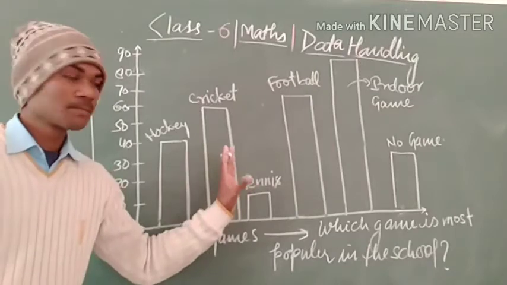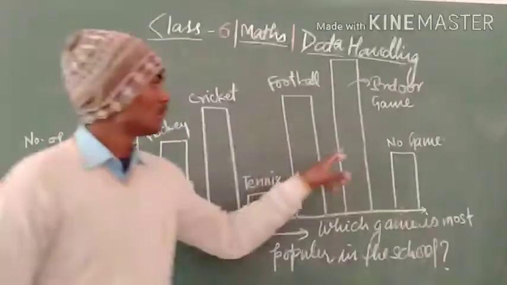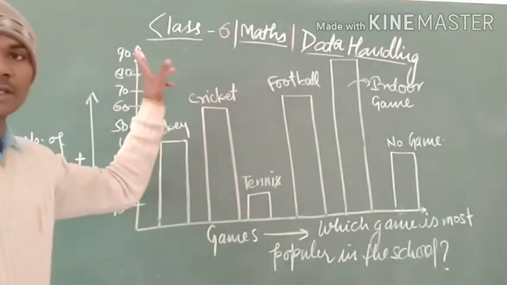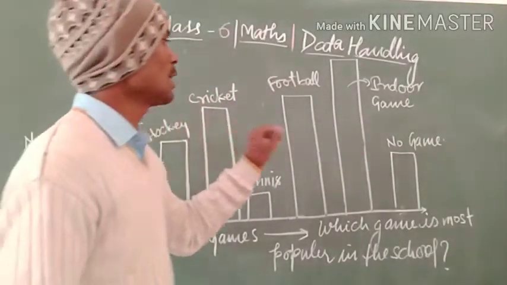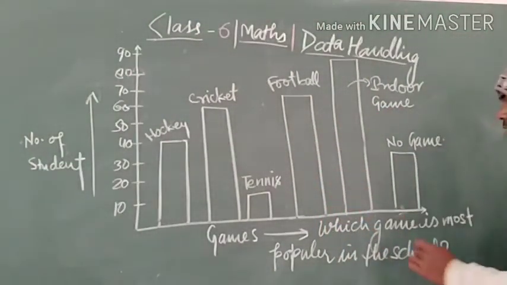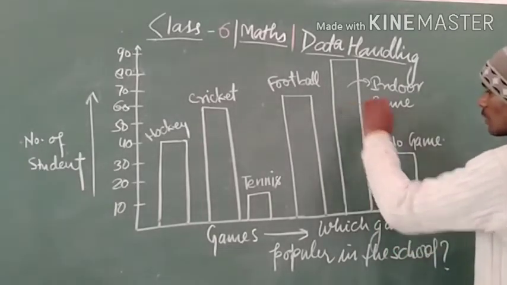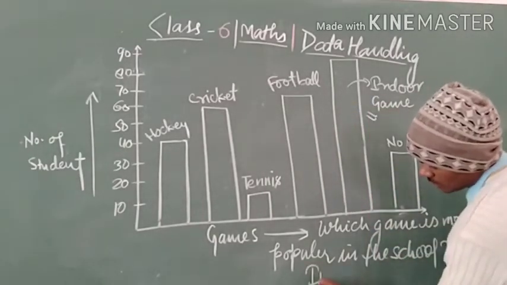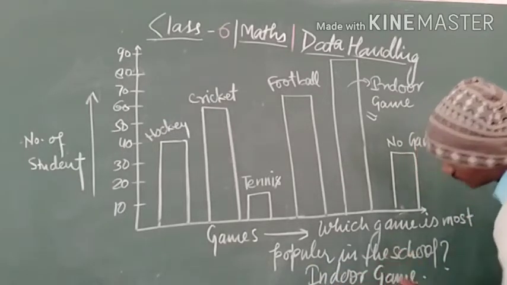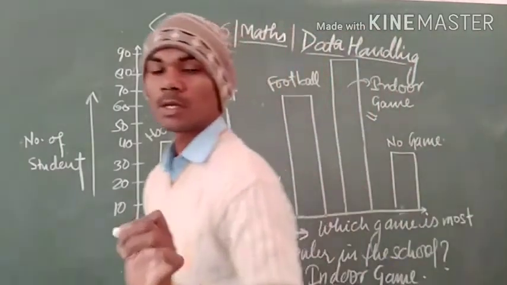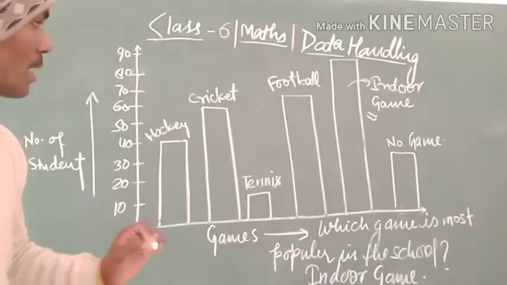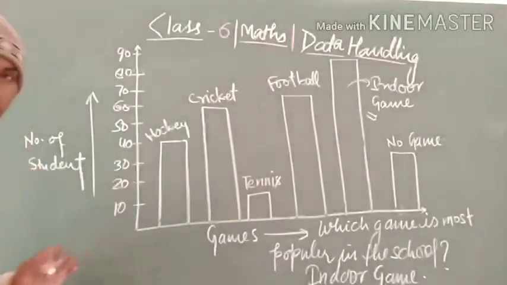In this graph we can see that the indoor game is liked by 90 students. So this game is liked by the maximum number of students, and hence the indoor game is the most popular. Indoor game is the most popular game in the school because it is liked by the maximum number of students.